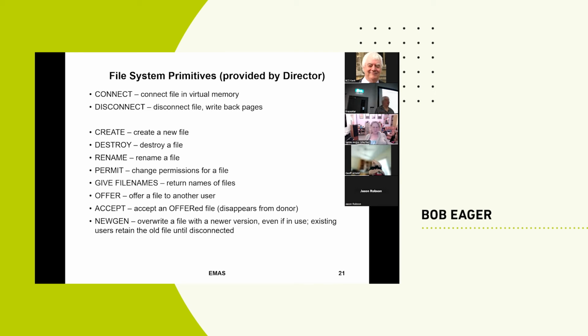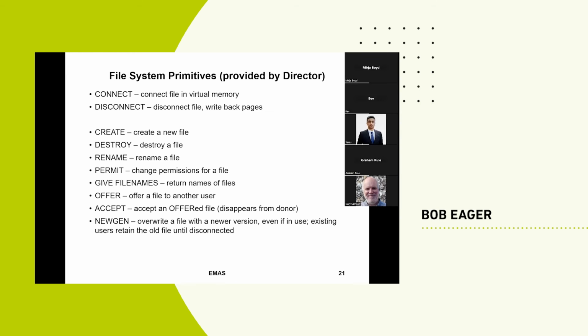And the last one is new gen, which is a nice thing, which is what we see, of course, on many systems these days. You can overwrite a file while it's in use with a newer version. Existing users get the old one, new users get the new one, and when everyone stops using the old version, it goes away.